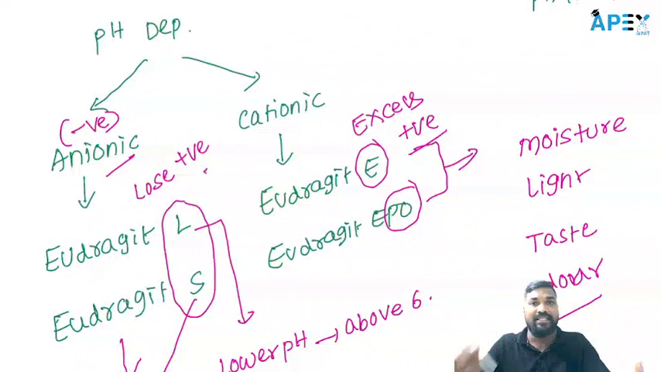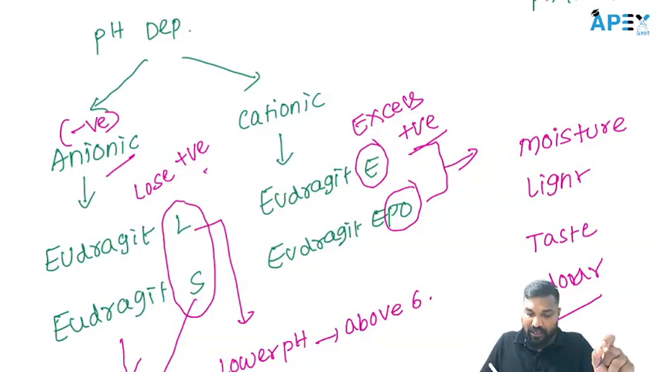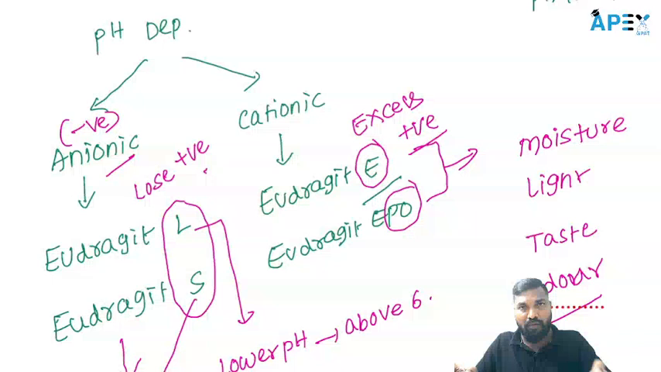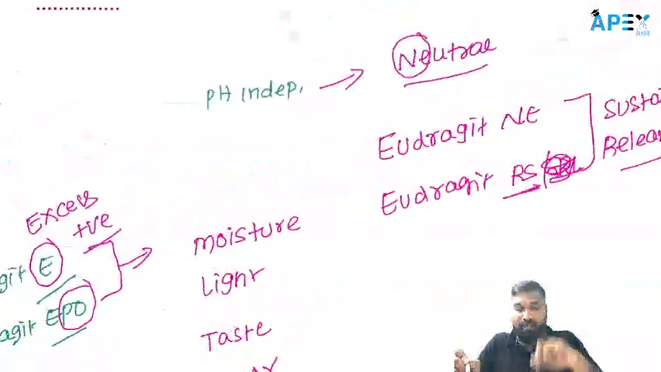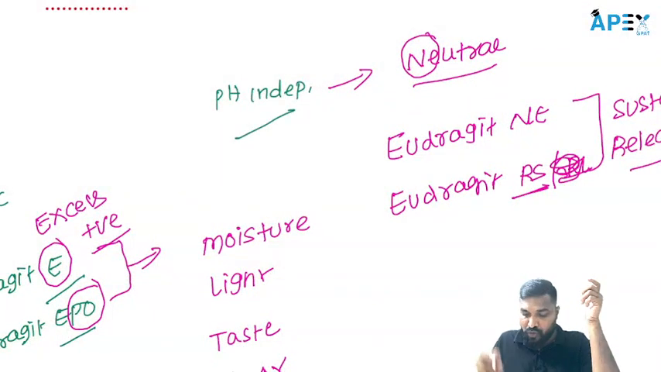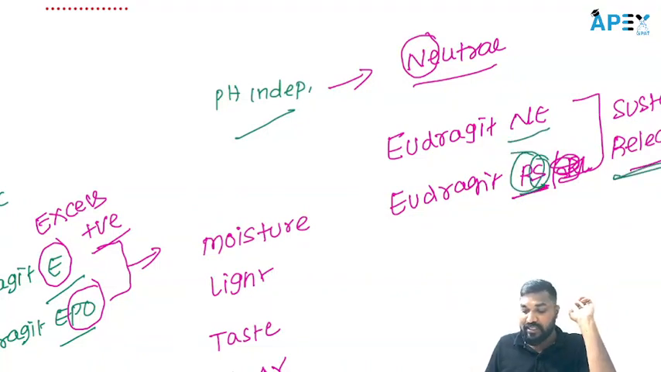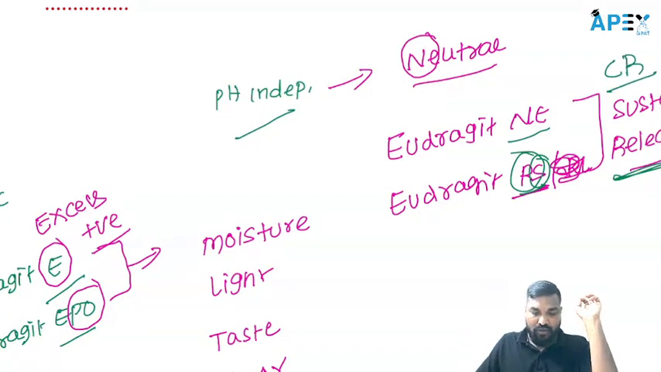So Eudragit LS, LS means lose the positive, indirectly negative, anionic. E means excess positive, so it is a positive cationic polymer. EPO, excess positive for protection. Protection of what? Moisture, light, taste and odor. The next one, pH independent, they are neutral. Eudragit NE means neutral, RS means sustained release. These we use for sustained release, control release purposes. Okay, so this is all about the discussion.